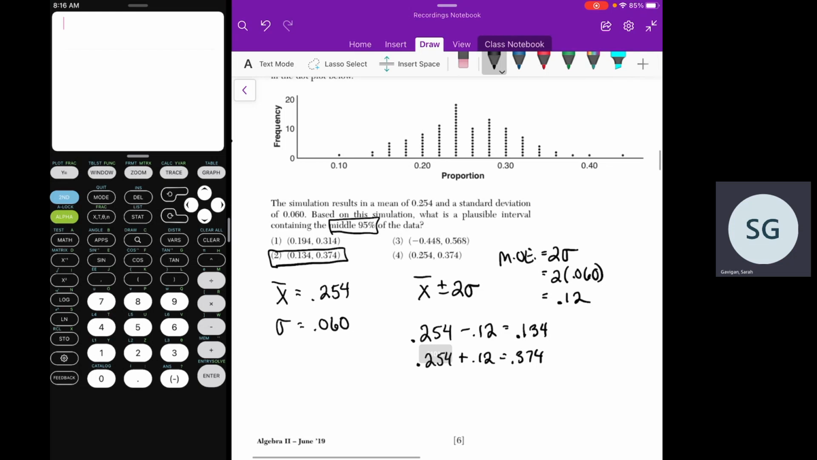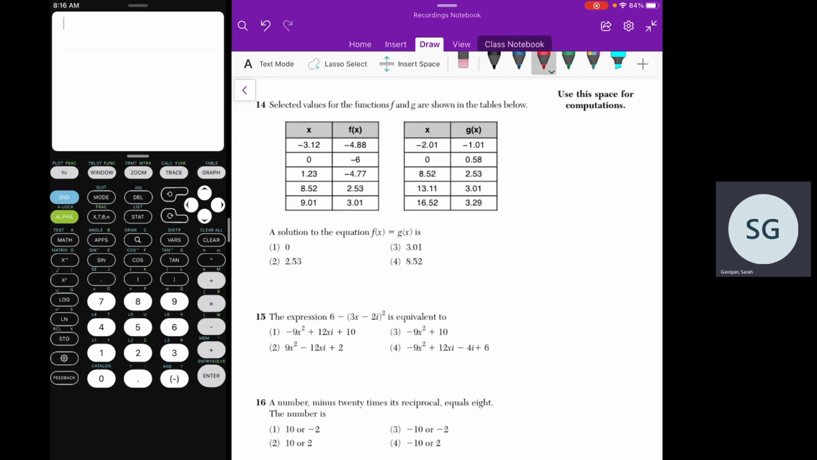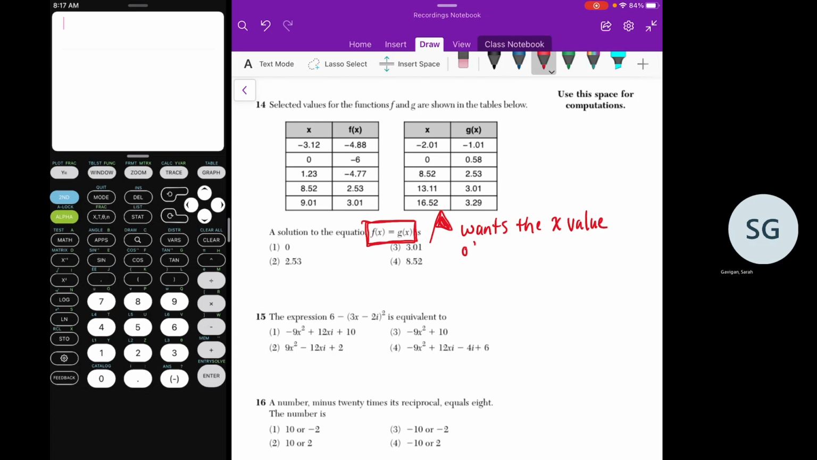Number 14. We have selected values for 2 functions shown in the table. A solution to the equation, this is a red flag, a huge red flag. They have 2 equations, 2 functions, and they set them equal to each other. They want to know what is the solution to that equation. Remember, when we see that, the question wants the x value of the intersection point. So first thing we want to do is find the intersection point and then just say the x.